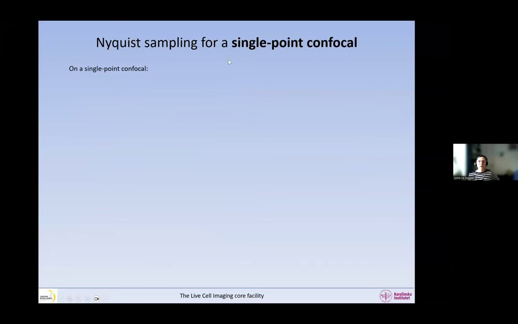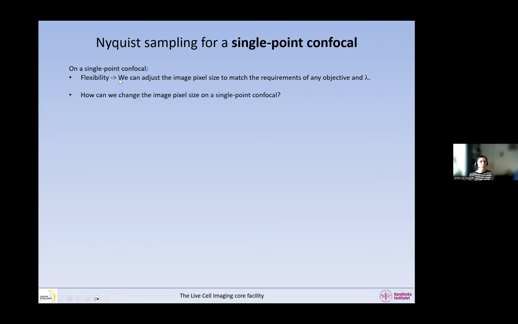So on the single point confocal, we have great flexibility. I told you one of the great advantages of single point confocals is that it's flexible. We have one pinhole and we can open it and close it. And therefore we can adjust the pixel size. We can also decide which area we're going to image. We're going to decide the distance between the spots. We can change all this. And therefore we can adjust the image pixel size to match exactly the requirements of any objective and any wavelength, so that we have great flexibility on single point confocals.